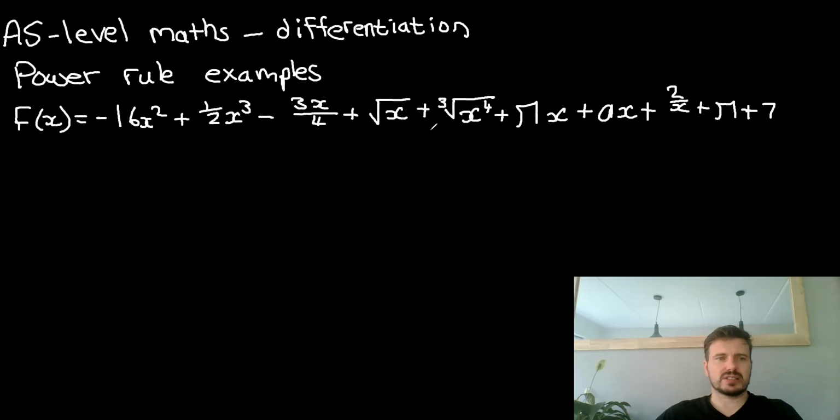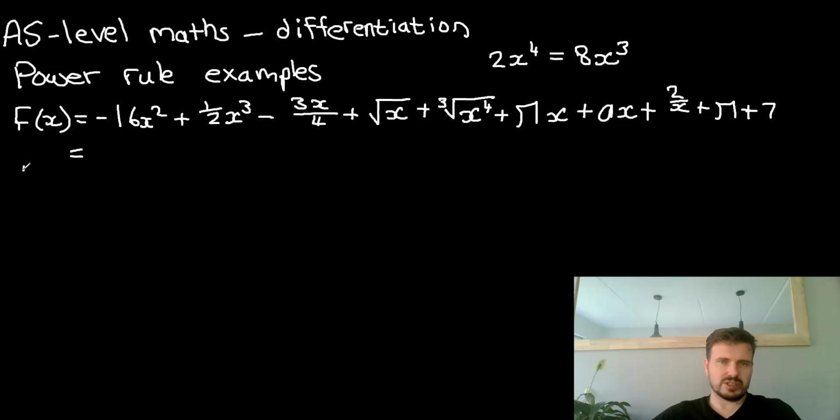Okay, so let's look at some AS level maths differentiation and the power rule example. Remember from the introductory video what the power rule is. It says if we have, say, 2x to the 4, the power rule says we times the exponent by the front, giving us 8, and then we take 1 off the exponent, so 4 minus 1, and we get 3. So 2 times 4 is 8, and the derivative of 2x to the 4 is 8x to the 3.